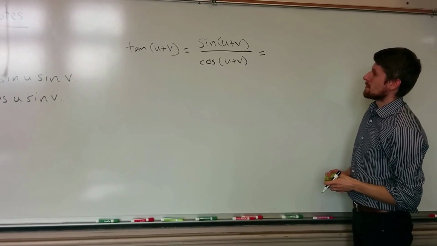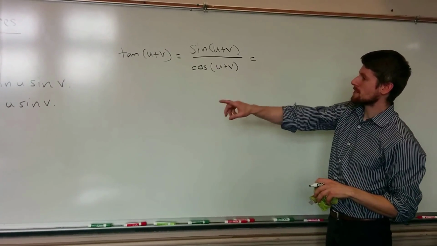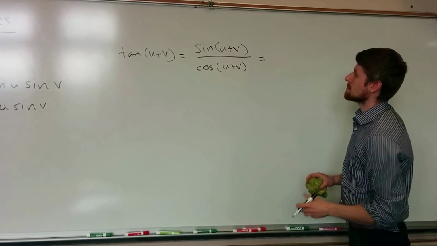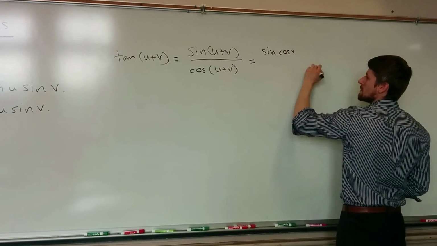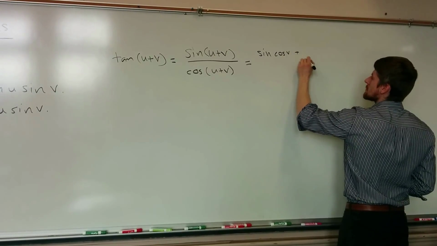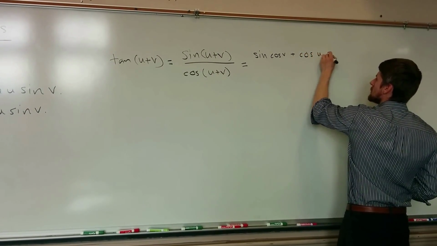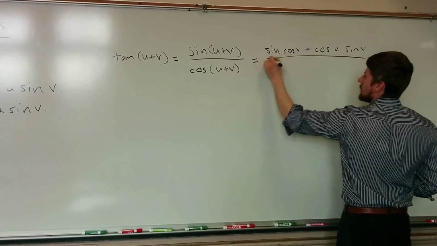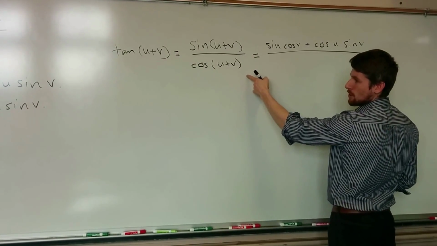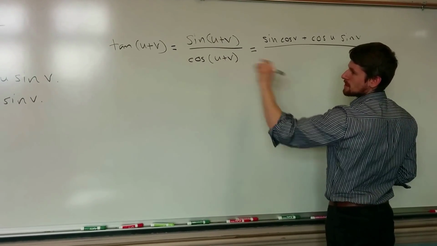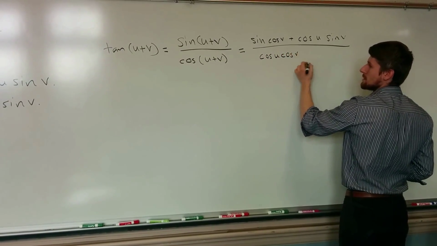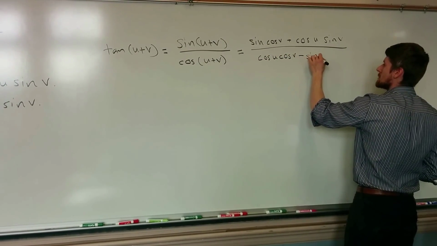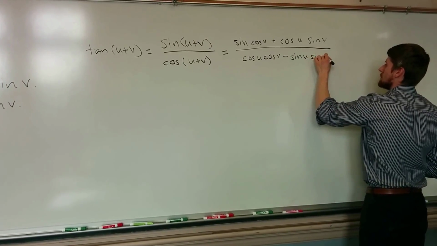And, well, what do I know about these things? Well, I know what sine of u plus v is. That is equal to sine u cos v plus cos u sine v, all divided by cosine of u plus v, which is cosine of u cosine of v minus sine of u sine of v.